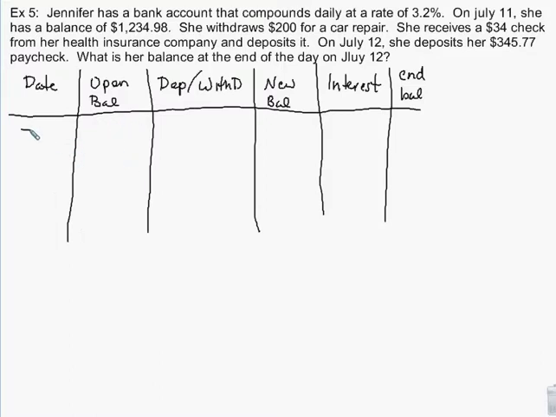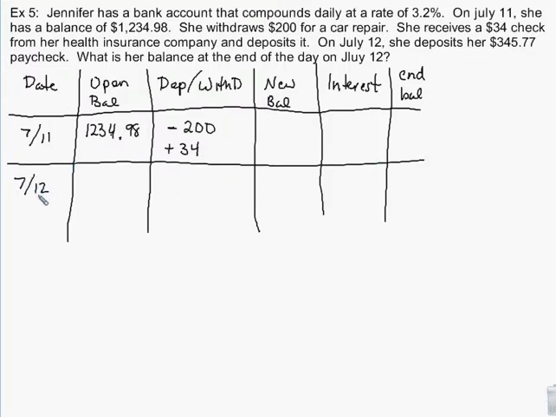Okay, so we start on July 11th. And on July 11th, she had a balance of $1234.98, and she withdrew $200 for car repair. And she received a $34 check, which she deposited. Okay, so that's July 11th. On July 12th, she deposited a paycheck of $345.77. Okay, we want to know what is her ending balance on July 12th. We're looking for this information right here. Okay, we have a daily compounding at 3.2%.